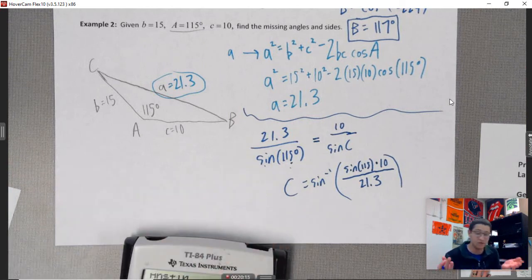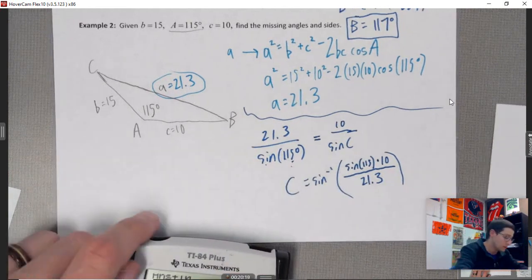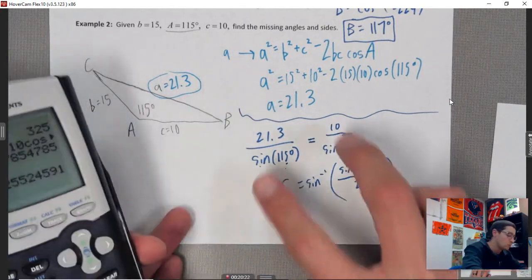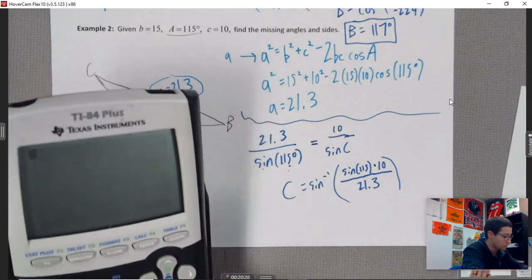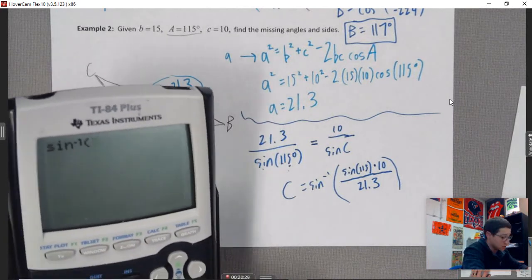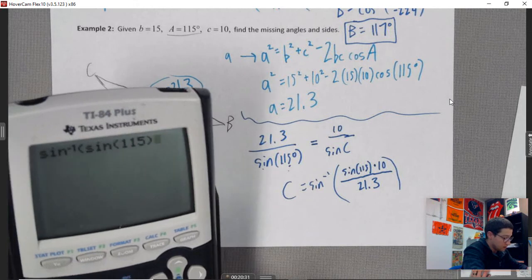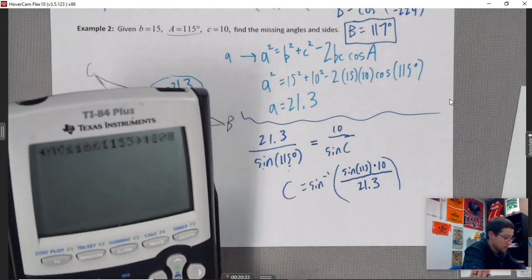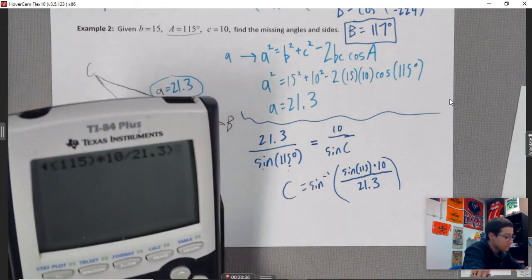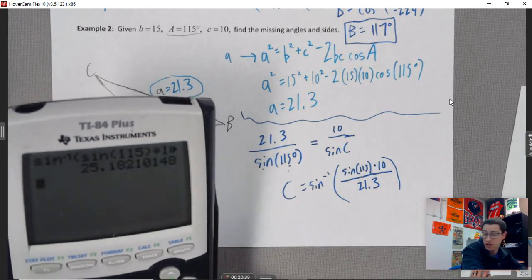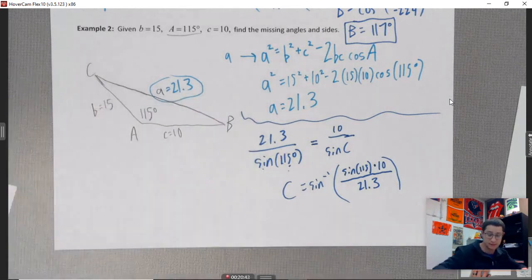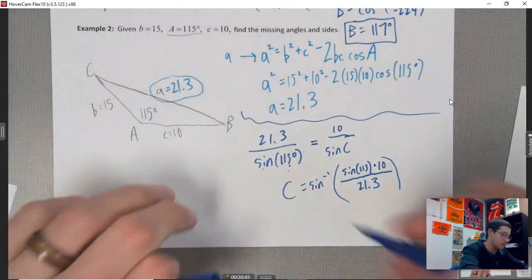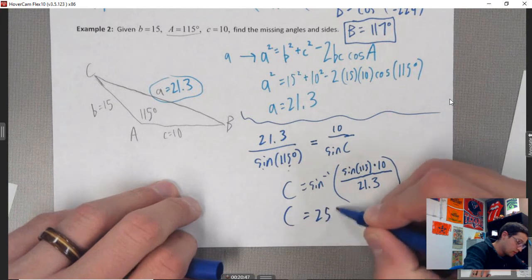We've done plenty of examples of law of sines at this point, so hopefully you see where I'm getting that value. But you can do the steps. You can cross multiply and solve, and then do your inverse, and you should see where I got that. So that's what we'll put into the calculator. Sine inverse of sine of 115 times 10, but then divided by 21.3. And you're going to get 25, we'll just leave it at 25 degrees. So we've got C is equal to 25 degrees.